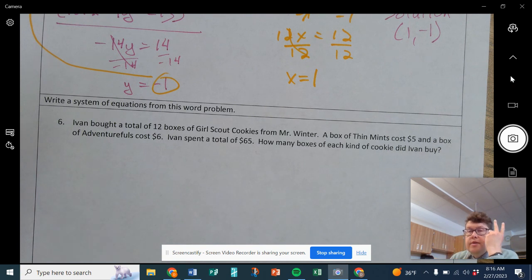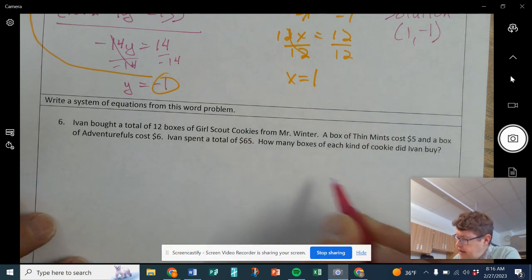Now, remember, we're going to make 2 equations, because systems of equations are at least 2 equations. We're dealing with the number of cookies and the cost of cookies. So the first equation is going to deal with the number of cookies, and the second equation will deal with the cost of the cookies.